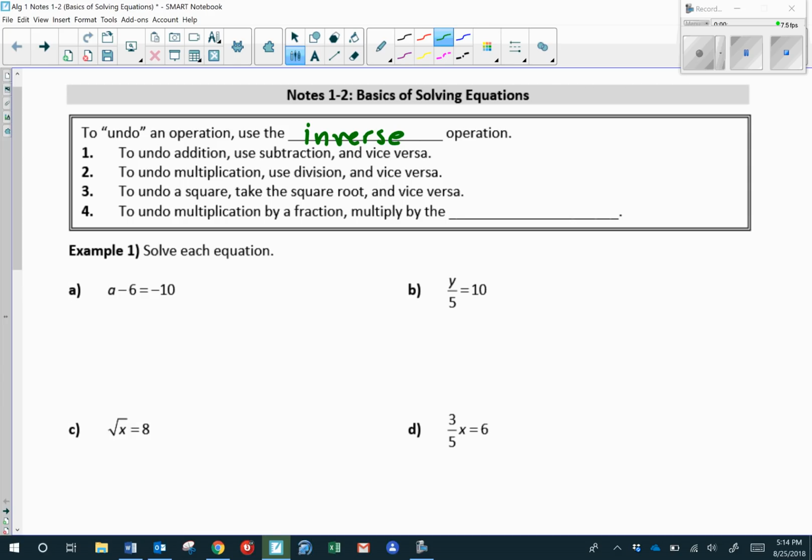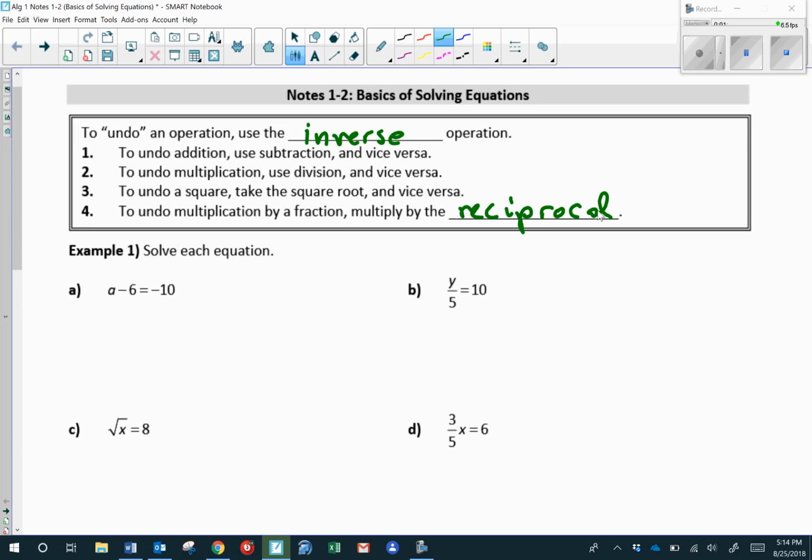In order to undo an addition, we'll use subtraction. If we want to undo subtraction, we'll use addition. Multiplication and division undo each other. Square and square roots undo each other. And if I want to undo a multiplication by a fraction, we want to divide by the fraction, which is the same thing as multiplying by the reciprocal. So that's just going to look a little bit different.